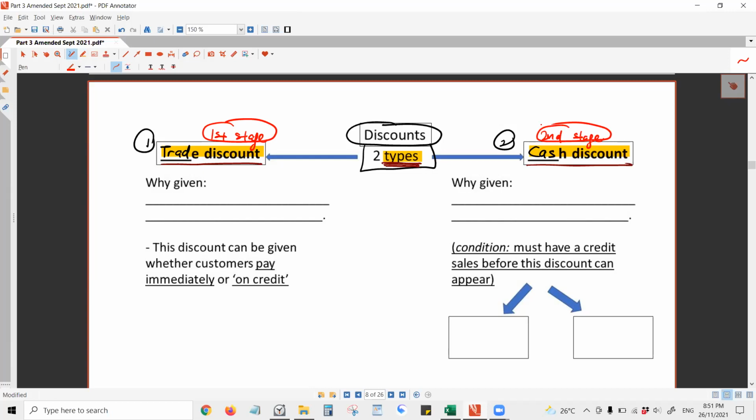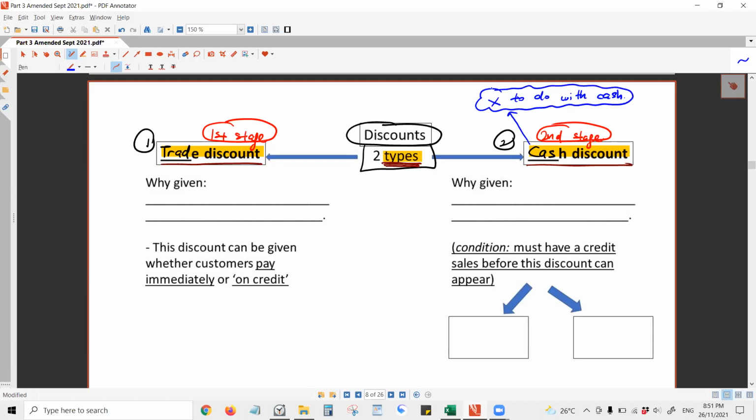And another misunderstanding that you should not have is that this has nothing to do with cash. Cash discount is just a name of a discount, the name for this type of discount. It has nothing to do with cash at all.